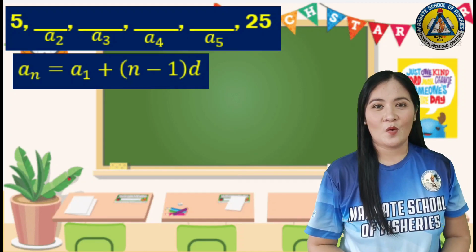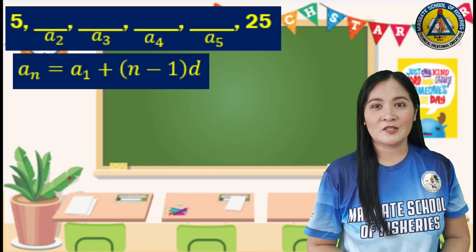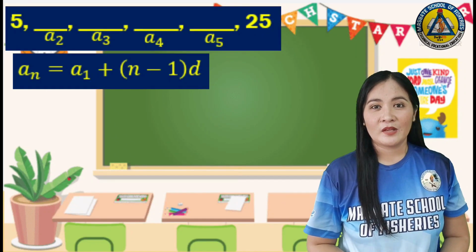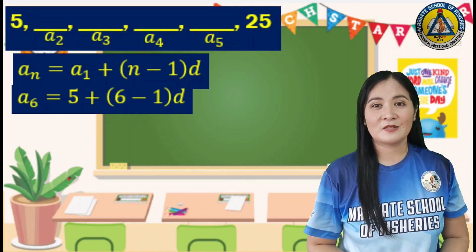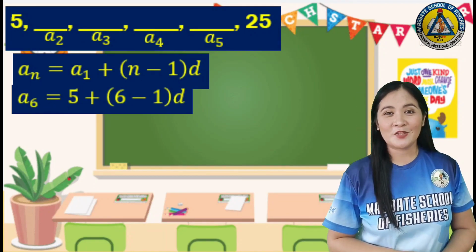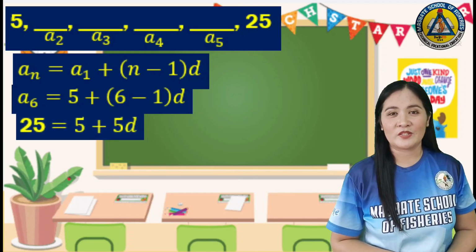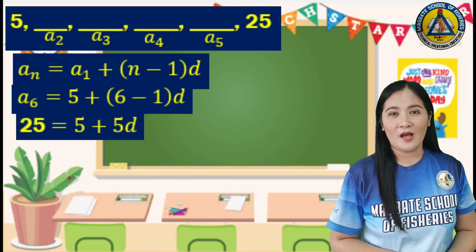Let n equal 6 and a sub 1 equals 5. Substituting the given values for a sub 6 and a sub 1, we obtain a sub 6 equals 5 plus 6 minus 1 times d. Substituting the value of a sub 6, which is 25, we obtain 25 equals 5 plus 5d.